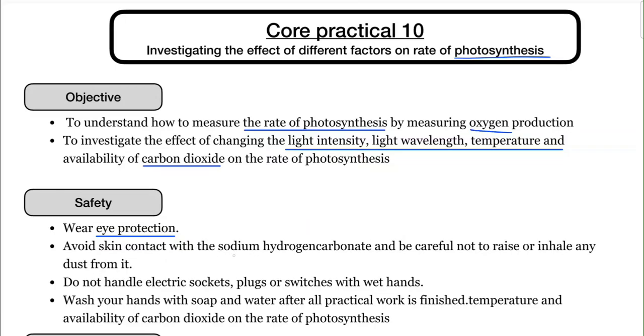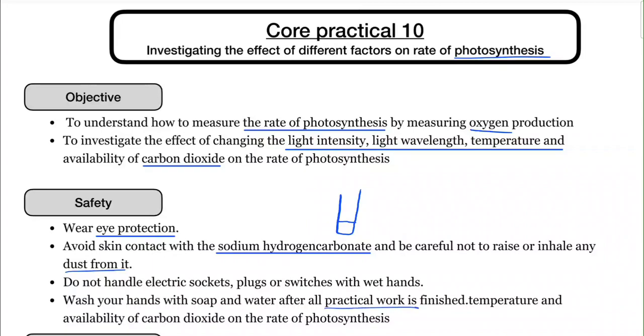Avoid skin contact with the sodium hydrogen carbonate. Of course, you shouldn't touch any chemical and you have to wear your eye protection. Be careful not to raise or inhale any dust from it, of course. Don't handle electric sockets, plugs, or switches with wet hands. Wash your hands with soap and water, of course, normal hygiene.